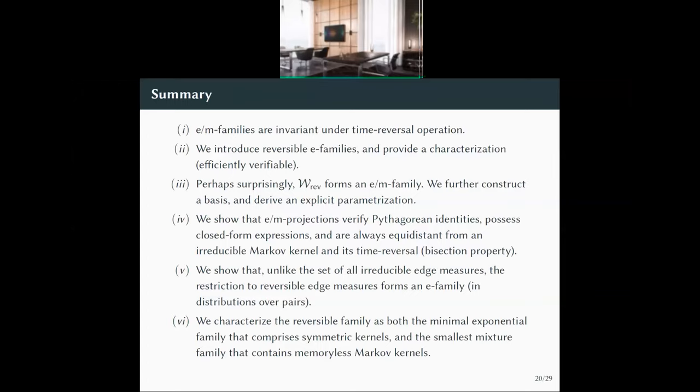Let me summarize what we've discussed. So we saw that E and M families are invariant under the time reversal operation. We introduced the concept of a reversible E-family and provided a characterization for them. If you give K and the GIs, you can decide whether this family is reversible or not quite efficiently. Perhaps surprisingly, WRev forms both an E and M family. Furthermore, we construct a basis for the GRev and provide explicit parameterization for them.